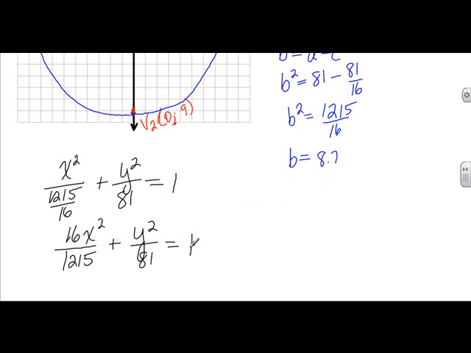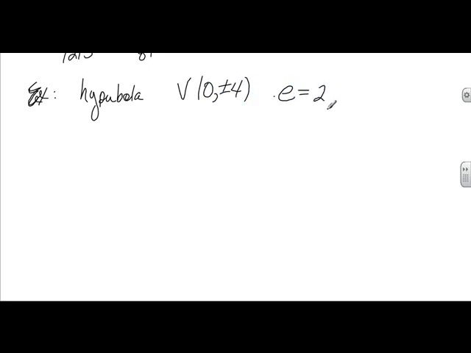Okay, same directions, new example. This time we're looking for a hyperbola, working with a hyperbola. The vertices for the hyperbola are 0, positive and negative 4. Eccentricity is the number 2. Okay, so we've got another vertical major axis to deal with.